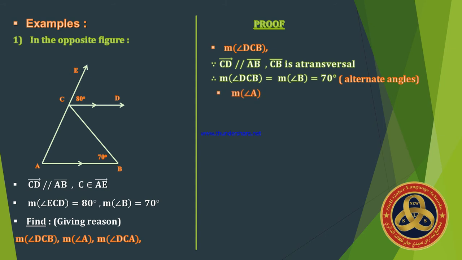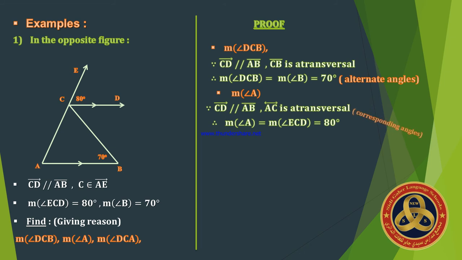And the second angle, A. Since ray CD is parallel to line segment AB and AC is a transversal, therefore the measure of angle A equals the measure of angle ECD, which equals 80 degrees, and they are corresponding angles.